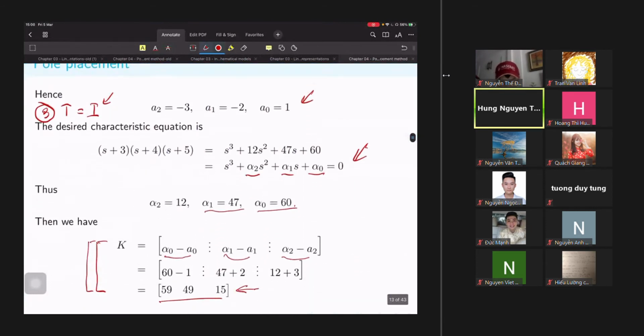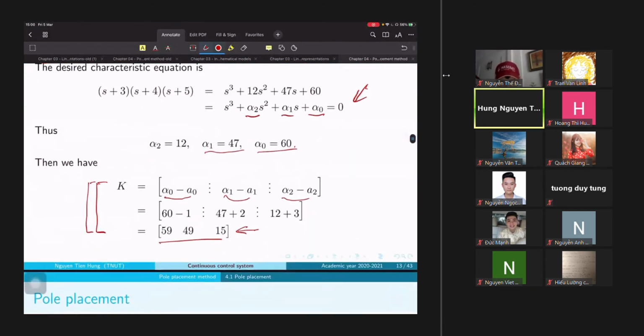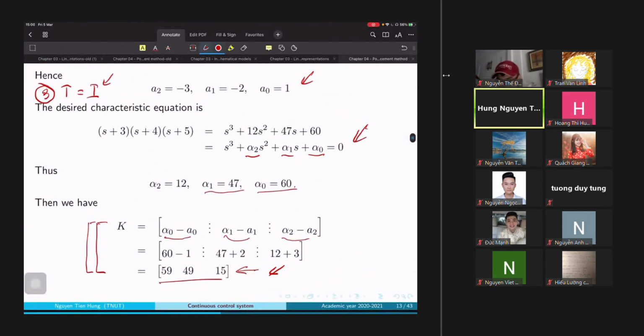So finally we got the gain matrix like this. I hope that you understand this step. Any more questions, please?